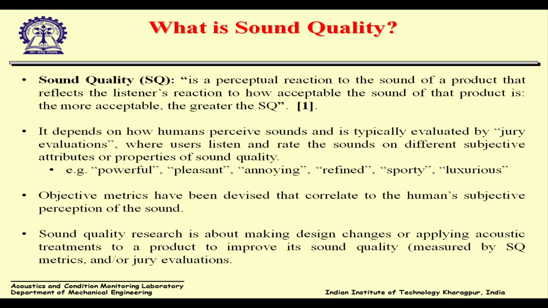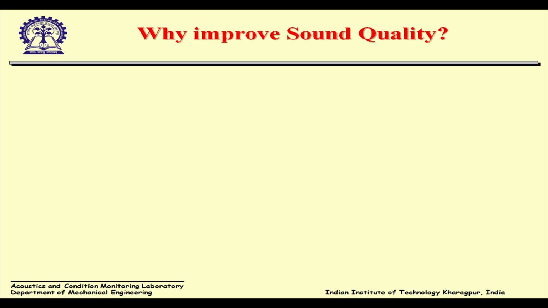And how this is achieved, there are two ways to go. Either you measure the sound quality metrics, then make some design changes to improve these metrics, and then you subsequently conduct a jury evaluation and see whether it's actually affecting. So we'll go one by one with these things.